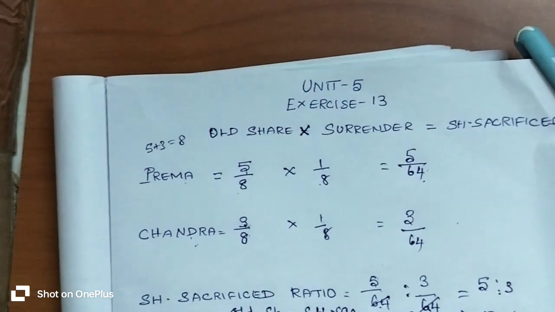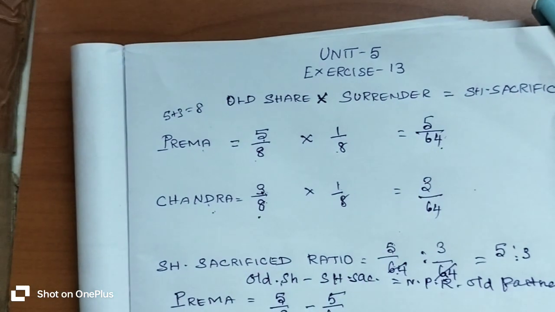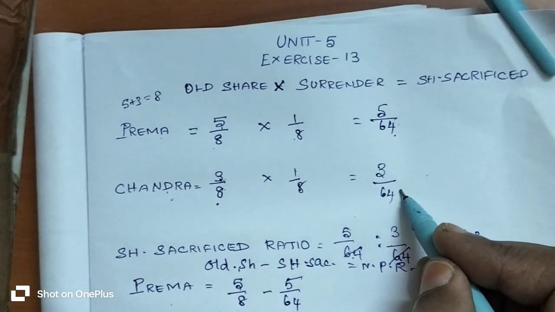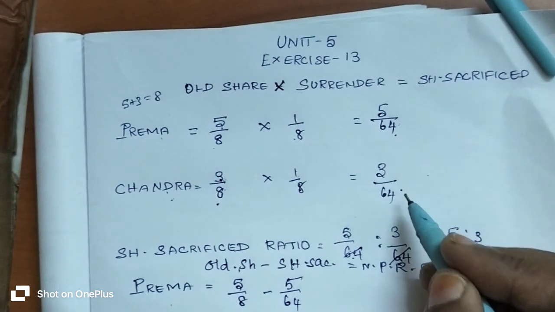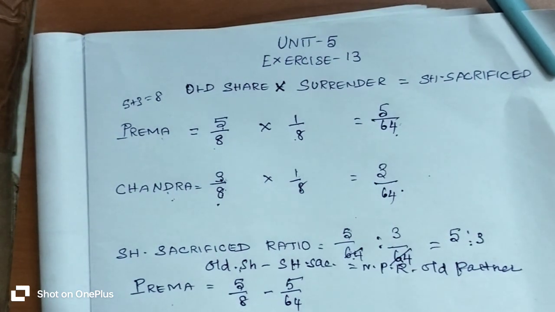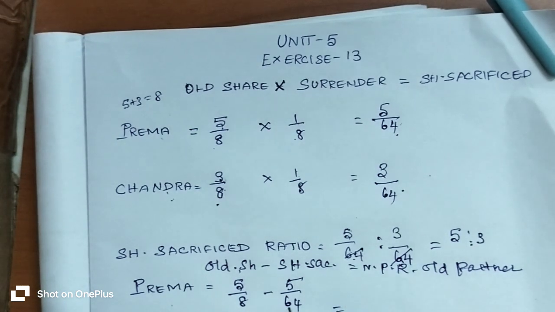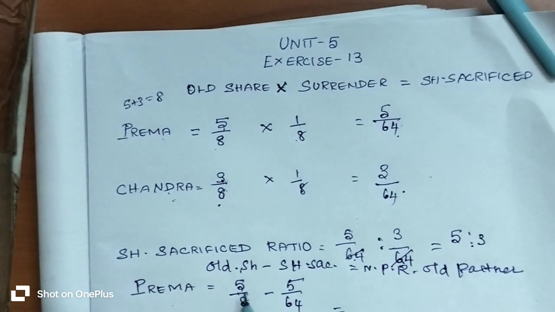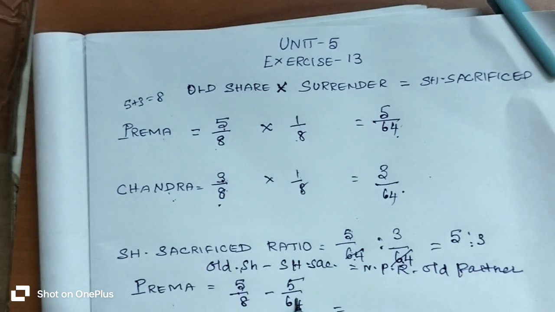Okay. Chandra's old share is 3 by 8. Chandra's sacrificing ratio is 3 by 64. Okay, so what do we have to do now? Now we are going to subtract: old share minus sacrificing ratio.